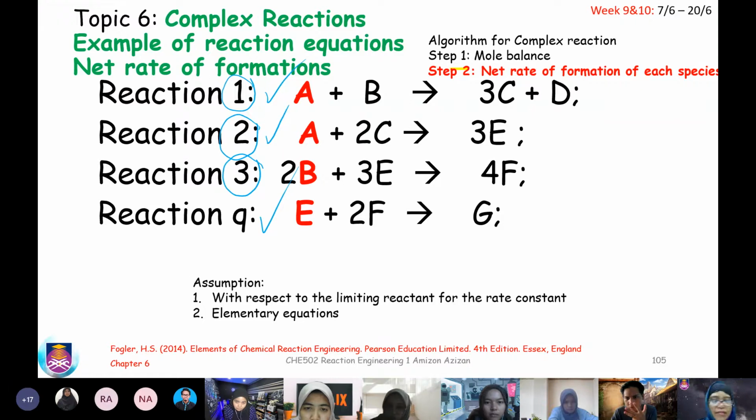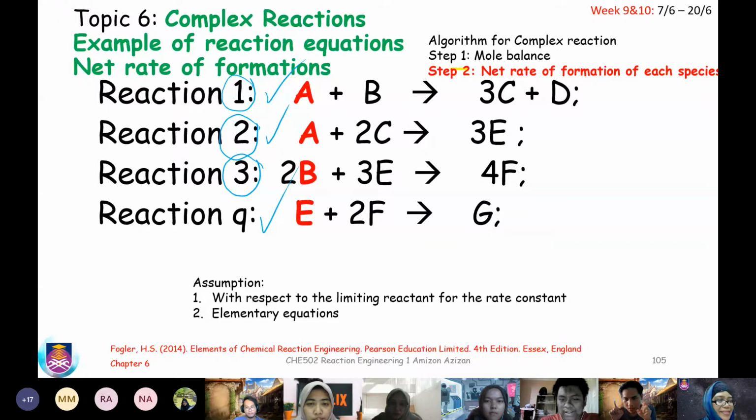Nazrin, how many species do we have there? 7. Good, 7. What are those 7? A, B, C, D, E, F, G.